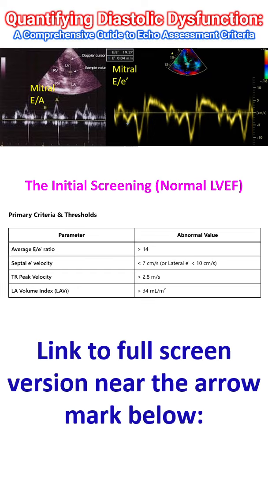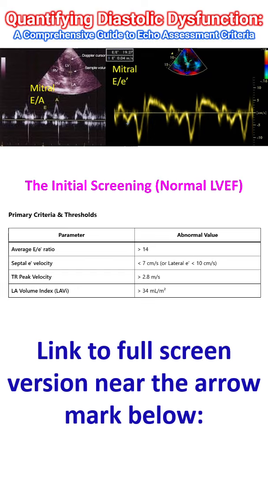heart disease, the presence of diastolic dysfunction is determined by four primary variables: average E by E prime ratio more than 14, septal E prime velocity less than 7 cm per second, or lateral E prime velocity less than 10 cm per second.